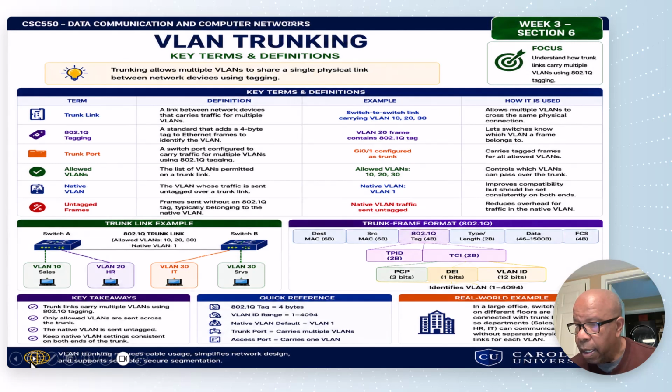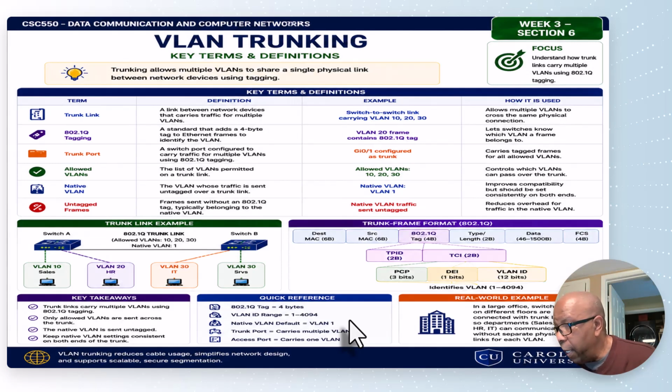Let's see, the quick reference. The 802.1Q tag is 4 bytes. The VLAN ID range is from 1 to 4,000. The native VLAN default is VLAN 1. So if I don't specify it, I'm going to say this is VLAN 1. And then trunk ports carry multiple VLANs, access ports.